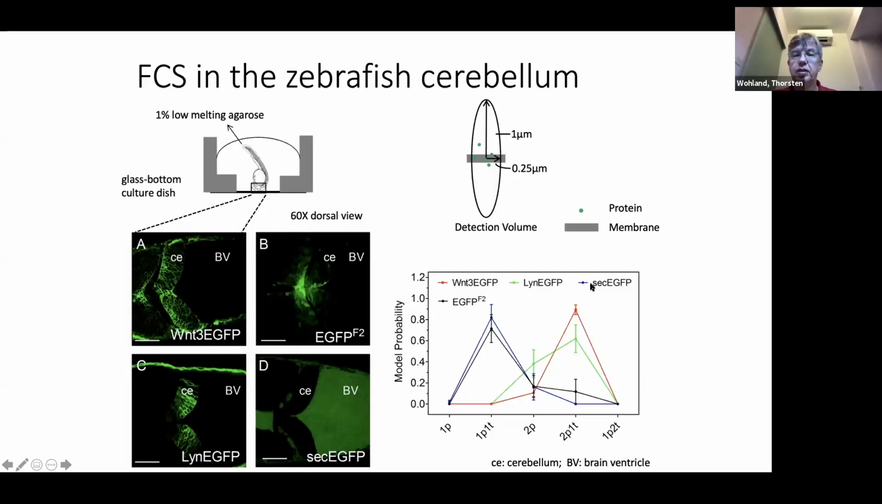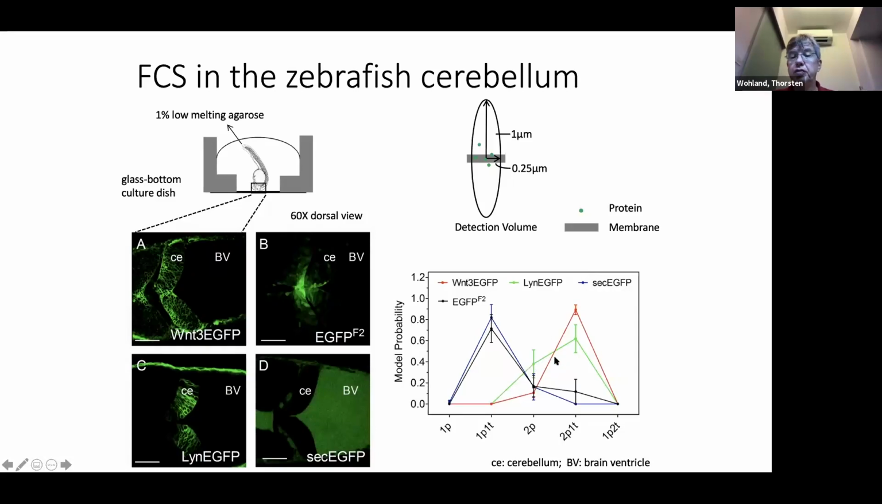So let's start with secreted EGFP. That's EGFP, the blue and black ones, sorry. And what you see here is the highest probability we get clearly for 1 particle and 1 triplet, because we have 1 fluorescent protein, secreted EGFP or EGFP, right? And we see actually from EGFP always a little bit of photophysics, some blinking of EGFP, right? That's why the 1 particle, 1 triplet model has, in this case, the highest probability. So that would be the model we select.